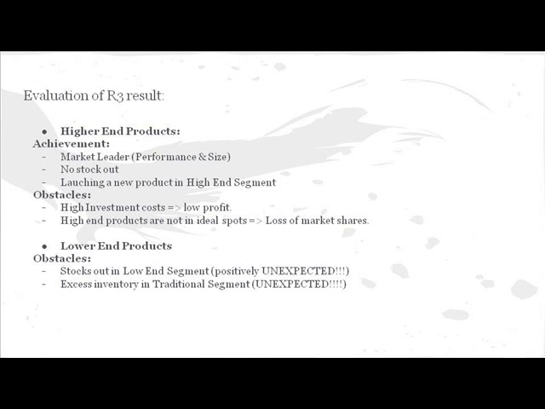The first one is stock out in lower-end segment. This is positively unexpected because we didn't change much in R&D for the lower-end product. We keep it to see how it drifts in the perceptual map. Secondly, is the existing inventory in traditional segment. This is negatively unexpected because we did a lot of R&D, change, sale promotion budget, but our product didn't positioning well.